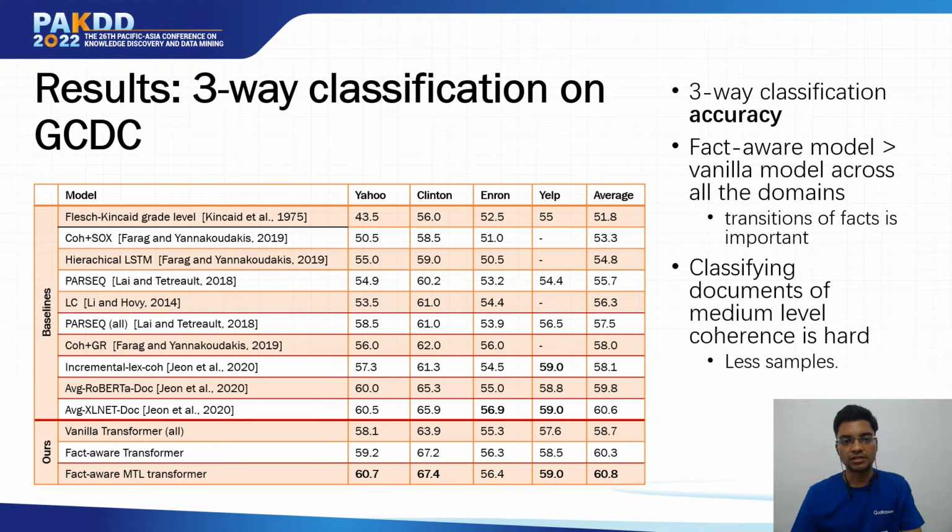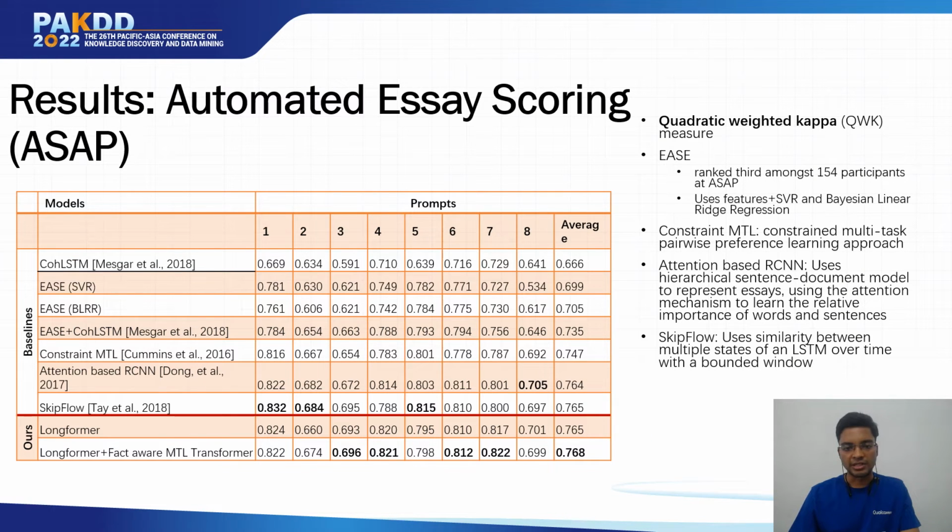This table shows results on three-way classification on GCDC tasks. We report accuracy in this table. We also observe that the fact-aware multitask learning model is better than the fact-aware model, which signifies that the addition of secondary tasks has improved the underlying downstream task of detecting text coherence. Another thing to mention is that classifying documents of medium level coherence is hard, as the number of samples is quite less in this category.